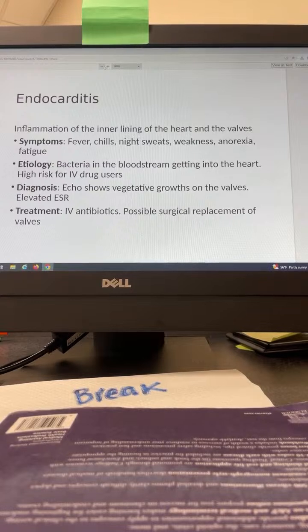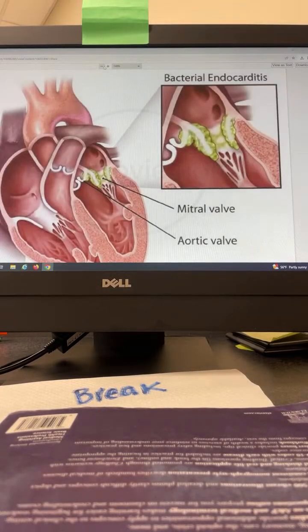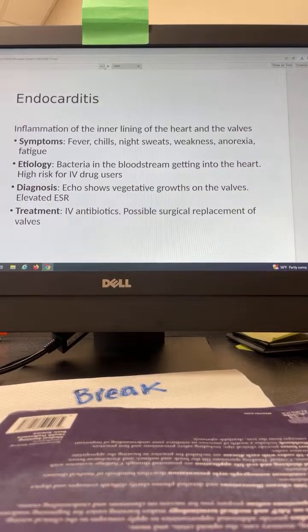Diagnosis, how do we know if someone has this? We can do an echocardiogram, which is like that ultrasound looking at the picture. What you'll see, really interestingly, is little growths on the valves themselves, which is the infection growing on those valves. So here's a picture of what bacterial endocarditis can look like. They call them vegetative growths because the bacteria just like to cling on to the inside of the valves for whatever reason. I've heard nurses say that it looks like cauliflower on the picture.